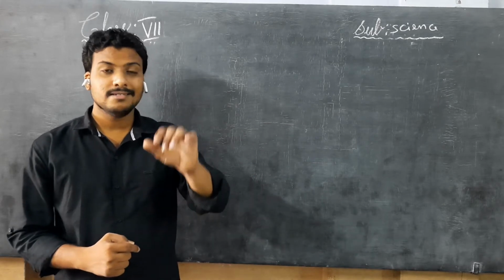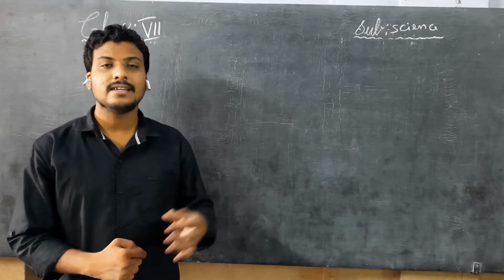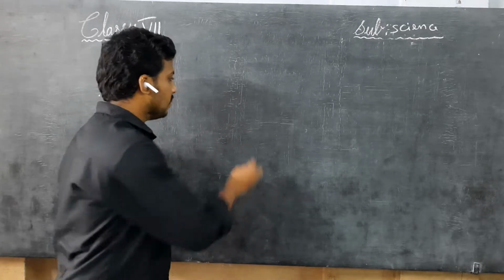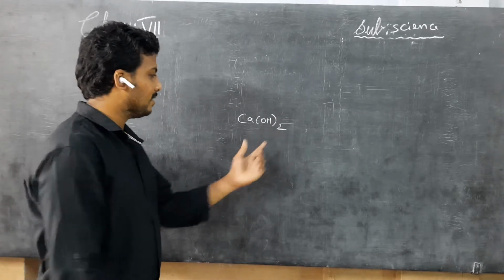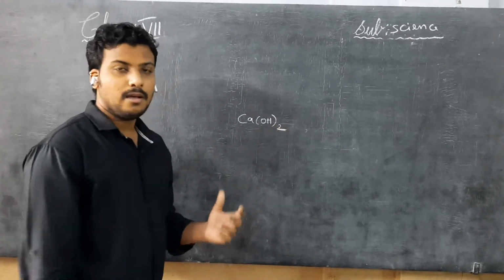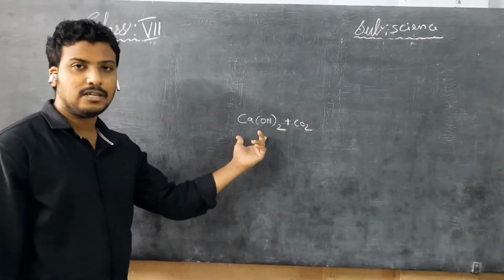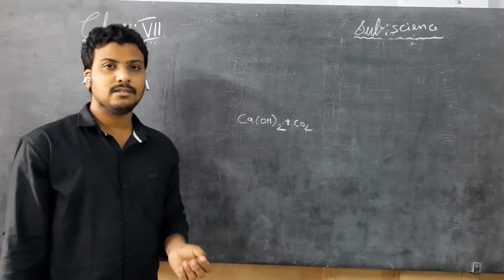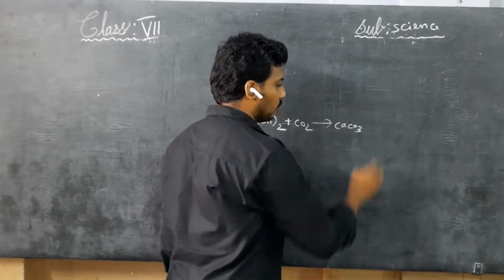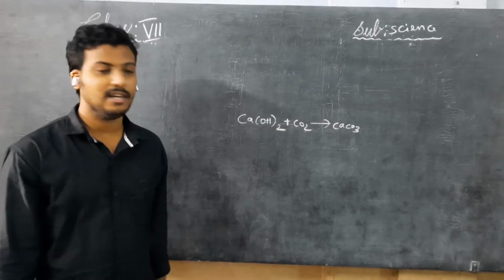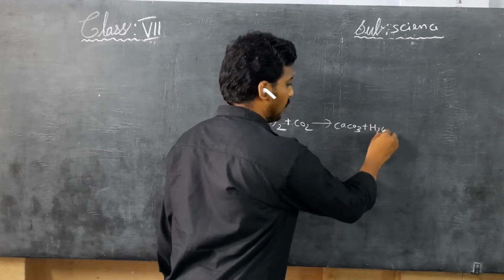Then we passed this carbon dioxide gas into a solution. Which solution? Calcium hydroxide, that is Ca(OH)2. Ca(OH)2 plus carbon dioxide. We pass this carbon dioxide gas into calcium hydroxide. Then it reacted and gave CaCO3, or calcium carbonate, and we got H2O, which is nothing but water.